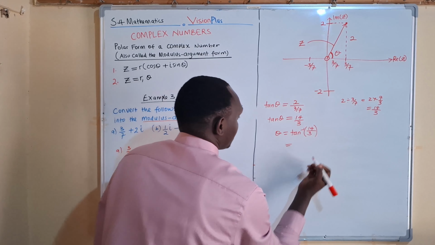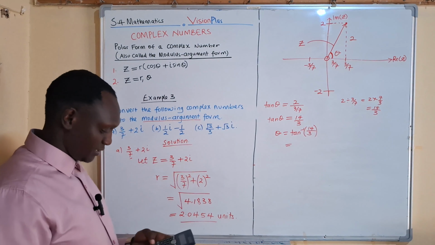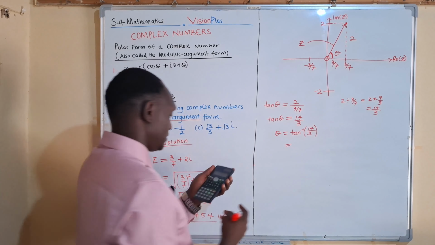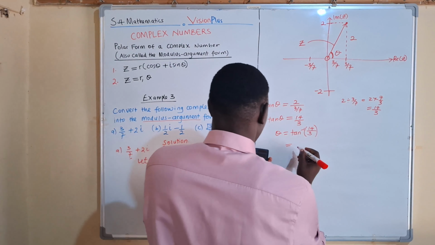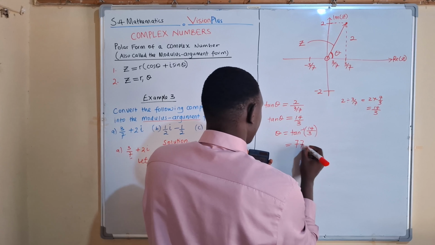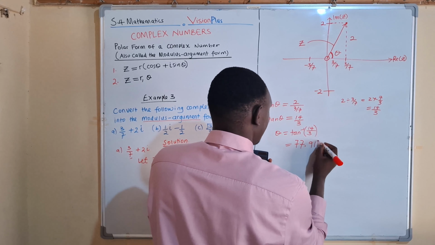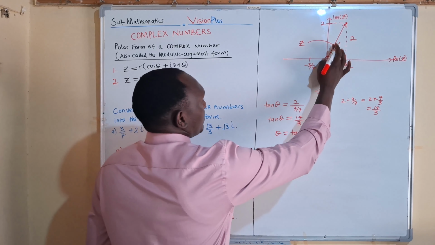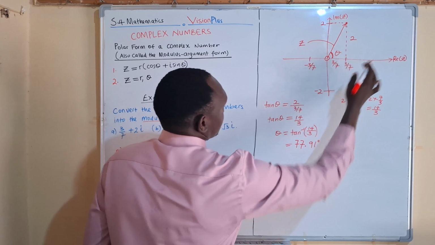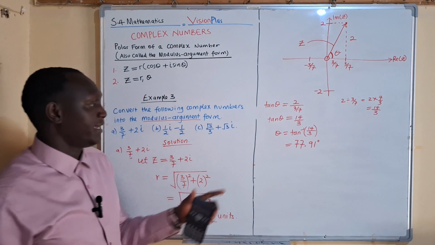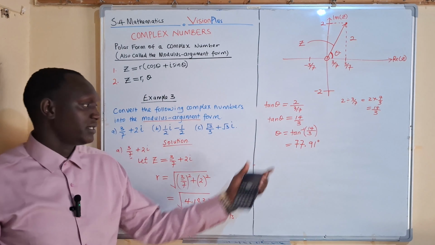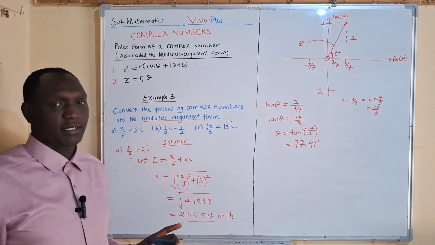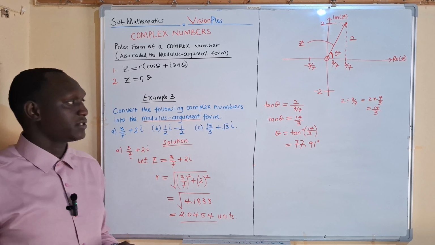And then we press the calculator here: 14 divided by 3, tan inverse of the answer is 77.91 degrees. So this is the angle which the complex number makes with the positive real axis, or x-axis. And if we look at it, it is in our range, so this qualifies to be the principal argument. But it doesn't matter whether it is a principal argument or not.